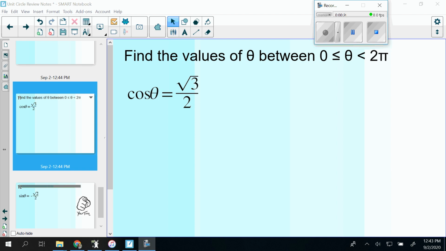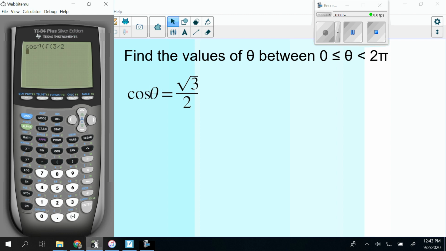Now, even though this is in radians, I'm going to do this in degrees first because I think a lot of you are more comfortable with degrees. So on your calculator, if you're doing that in degrees, go to mode and change it to degrees here.